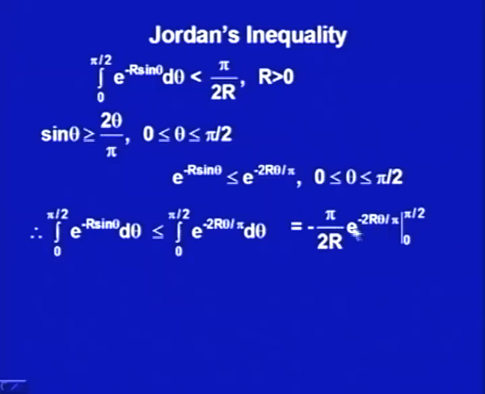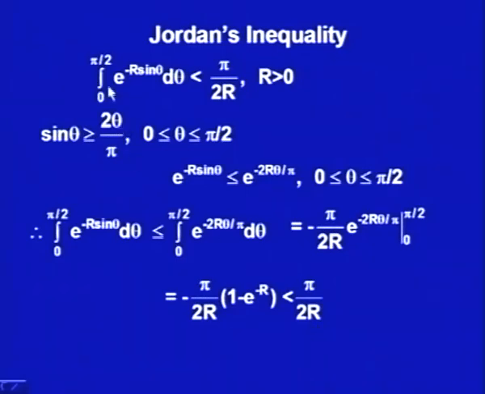At 0, theta is equal to 0, this would give me 1. At theta is equal to pi by 2, this would give me e to the power minus r. So, what I would get is minus pi upon 2 r into 1 minus e to the power minus r, and this minus sign will not be here. So this is pi upon 2 r into 1 minus e to the power minus r, where e to the power minus r is a number smaller than 1. That is, you have some positive number minus some positive number, so certainly it would be less than pi upon 2 r.